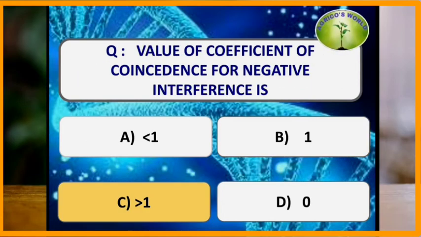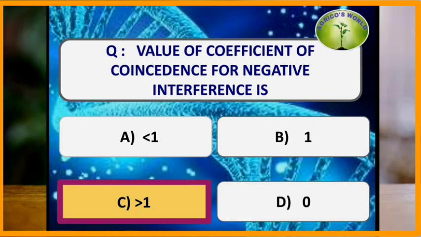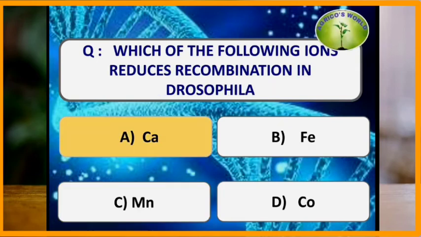Value of coefficient of coincidence for negative interference is? The value of coefficient of coincidence for negative interference is greater than 1. For positive interference, it is less than 1. For absence of interference, it is 1. For complete interference or absolute interference, it is 0.